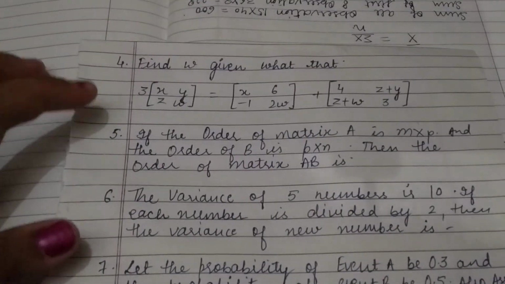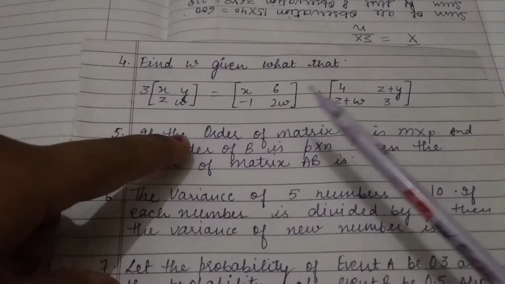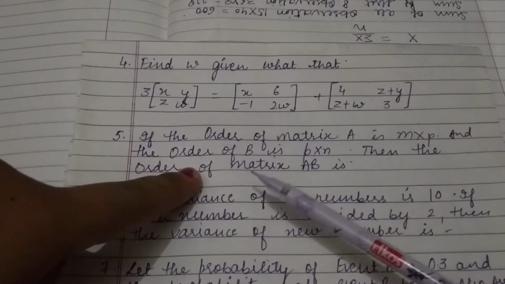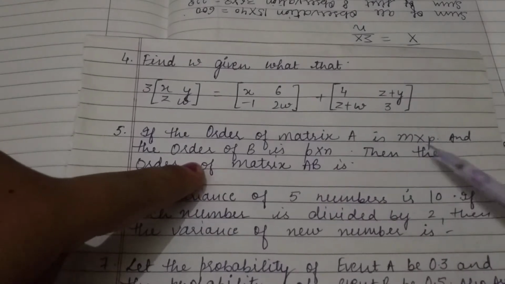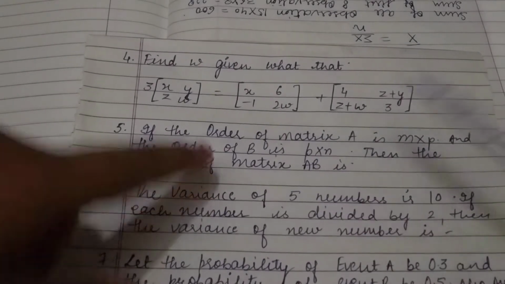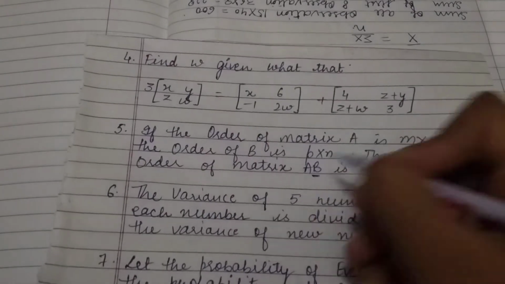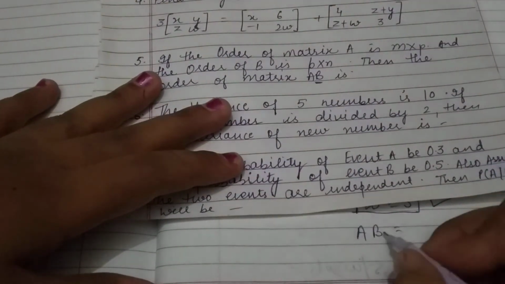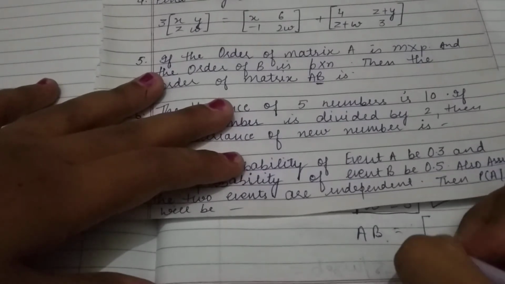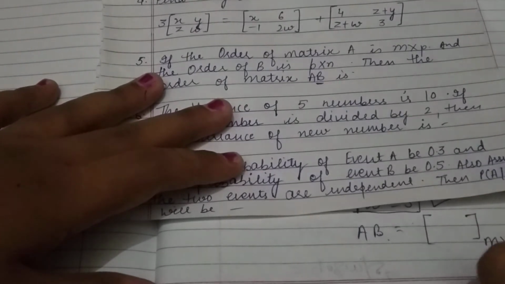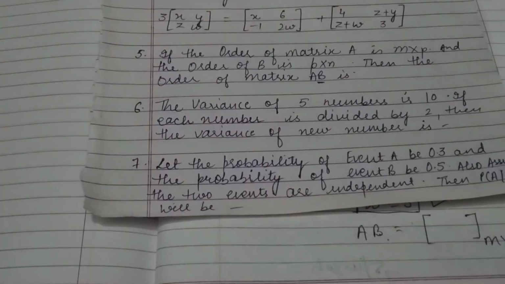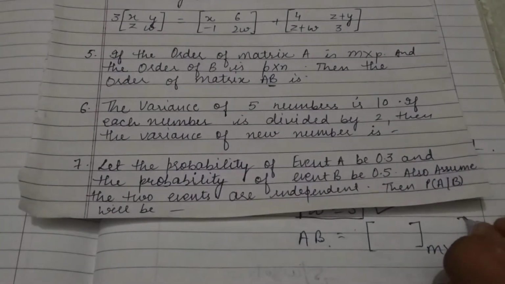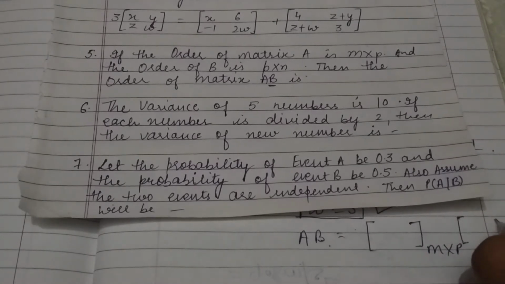Fifth question is just a 1 mark question: if the order of matrix A is M into P and the order of B is P into N, then the order for AB. Look, this is in multiplication form, AB. So what is AB? For A, they have given us M into P, and for B we have P into N.